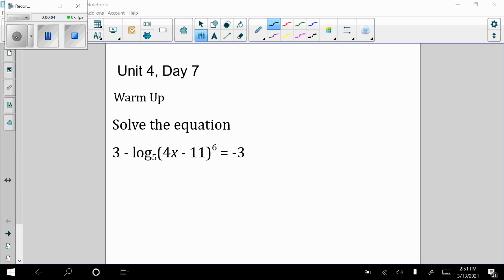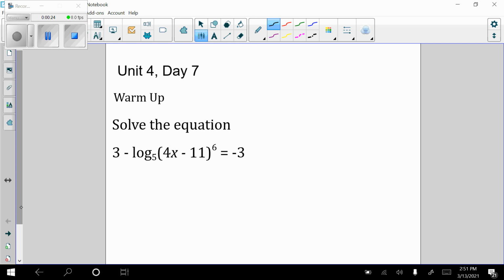Okay, Unit 4, Day 7, actually the last day of any new material for Unit 4. So after today, you should be prepared to go ahead and try that PFA. Just make sure you have all the formula type things that I've given you for this unit written down somewhere so you can use them.